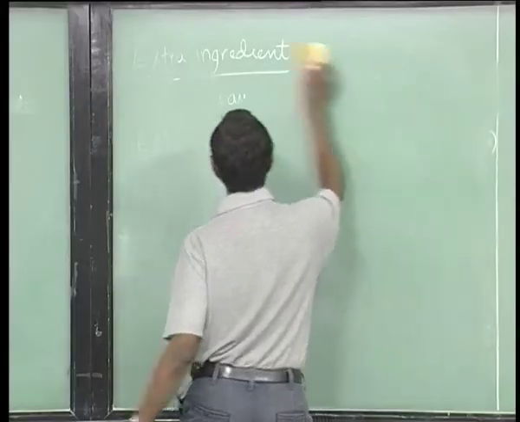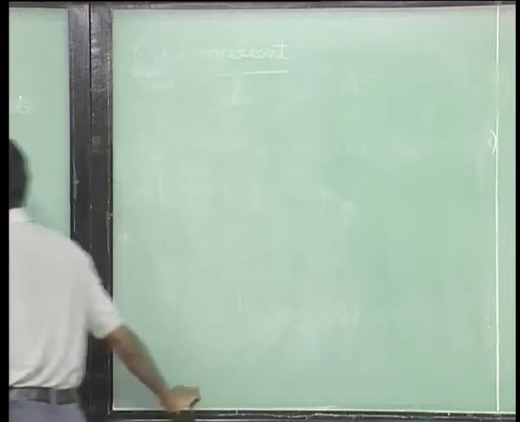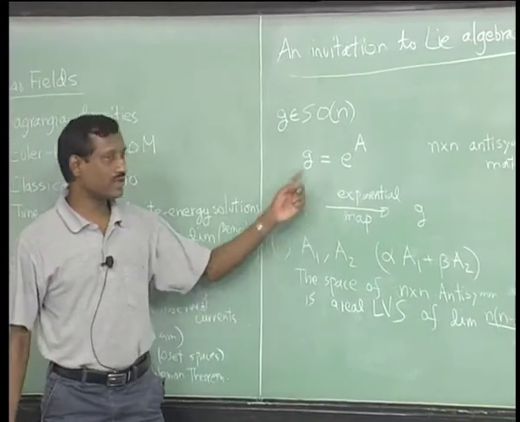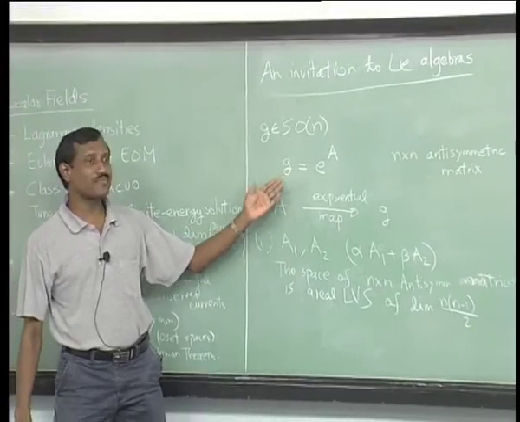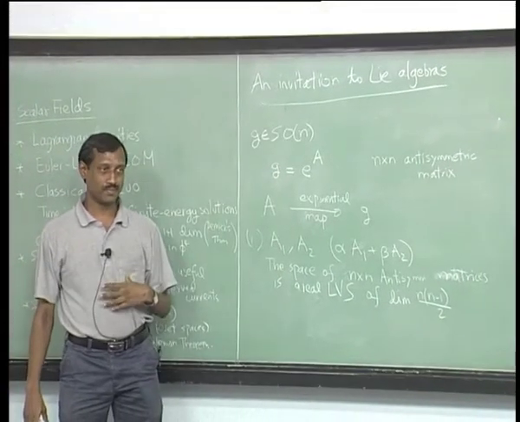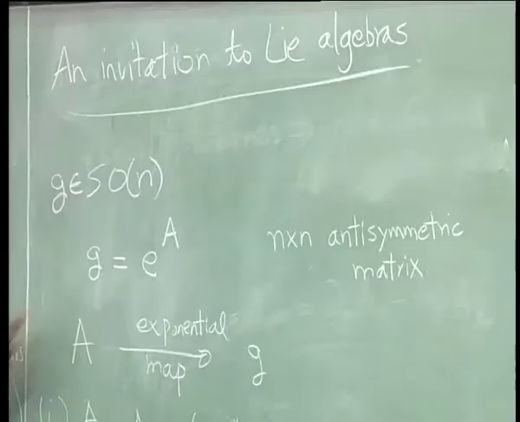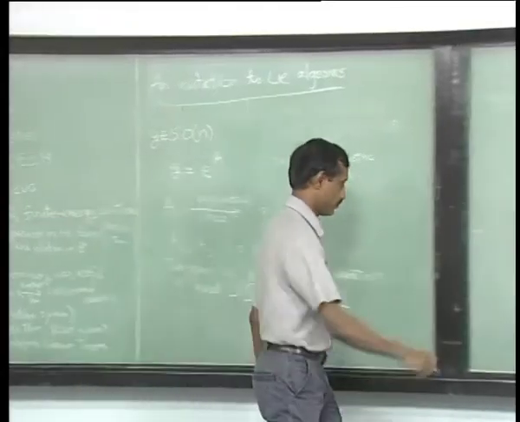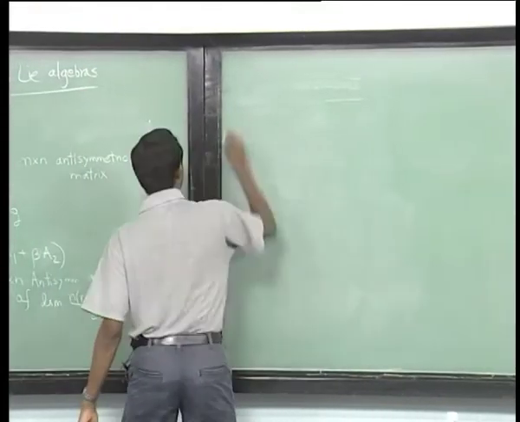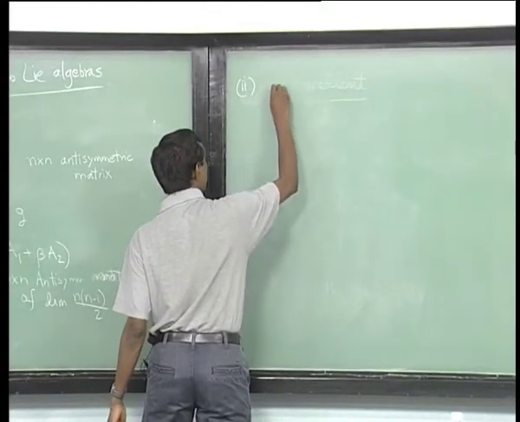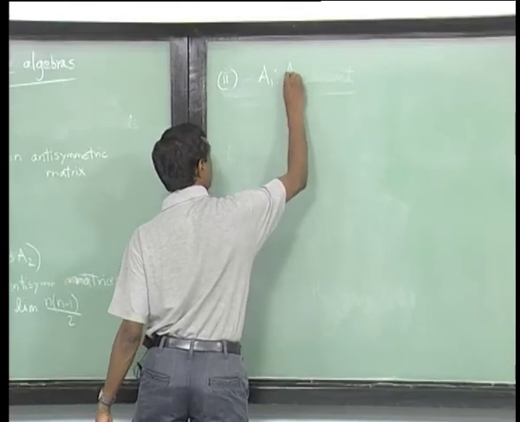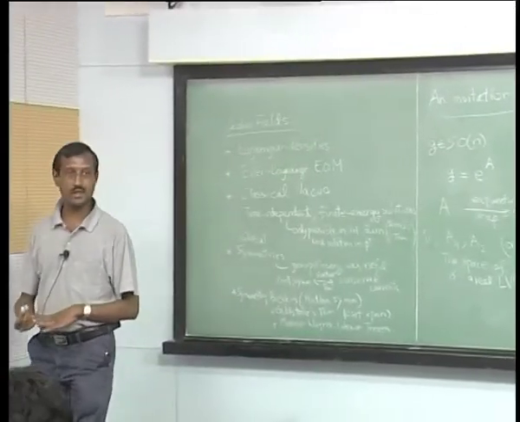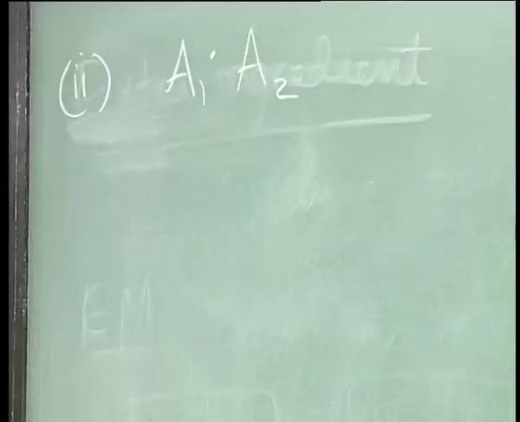So, what we will see is that a Lie algebra is a linear vector space with some extra structure, and the extra structure is basically what comes from the axioms of a group. The key point is, suppose you look at the product A1 times A2, if A1 and A2 are antisymmetric, is the product antisymmetric?